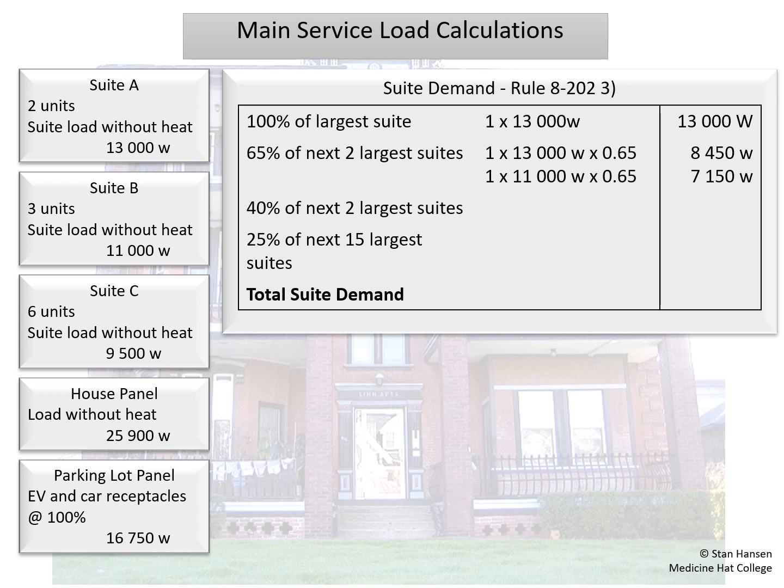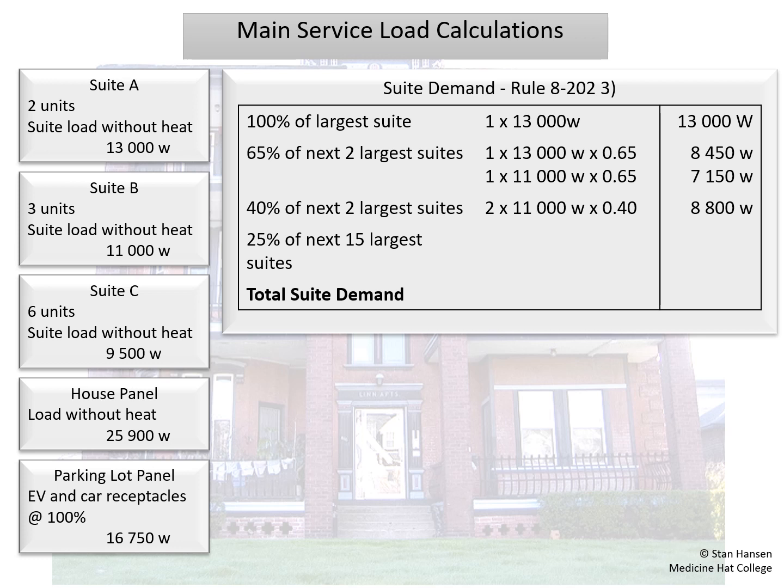Since I still have one type A suite left, I'm going to take 65% of that one and then 65% of the next largest. They don't have to be the same size, but I do need to have two suites in this calculation. The third step is to take 40% of the next two unaccounted for suites. I still have two type B suites left, both at 11 kilowatts, so I'm going to take these two suites at 40%. Our next step is to take 25% of the next 15 available suites.